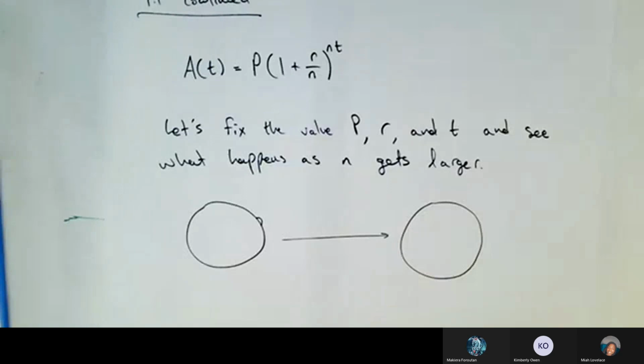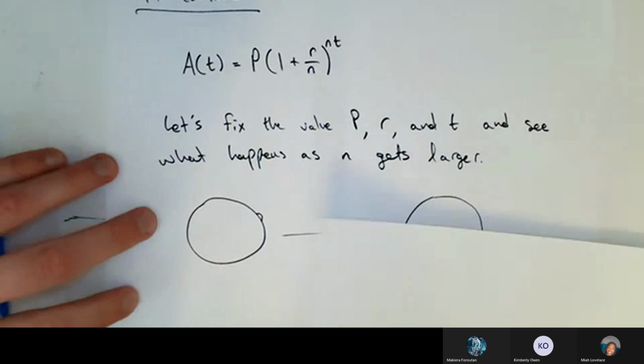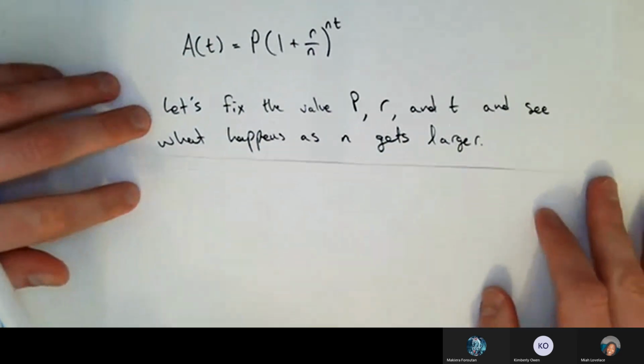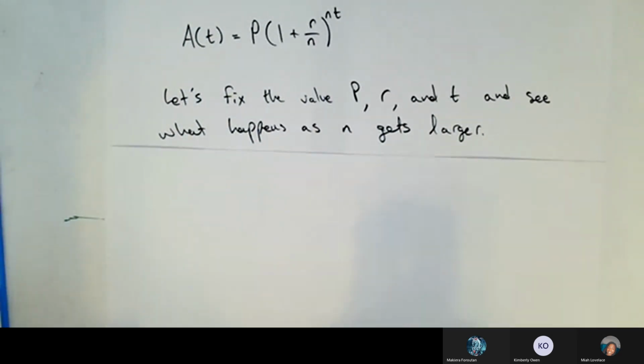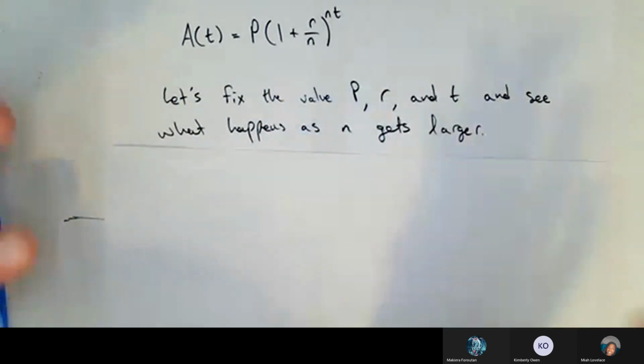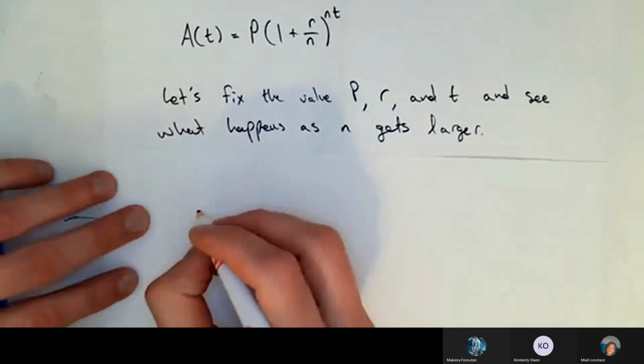Let's actually investigate this mathematically, though, without these ugly pictures I'm drawing. So let's see what happens specifically when n gets larger. And if we're investigating when n gets larger, we want to keep everything else constant, right? We don't want to play with the rate or anything like that. We're just trying to investigate n.